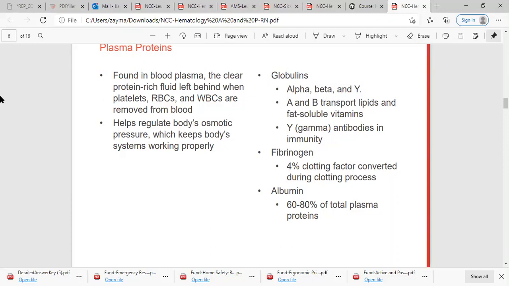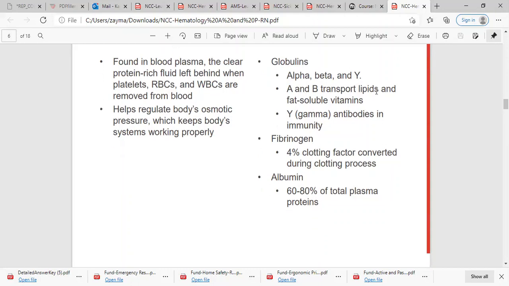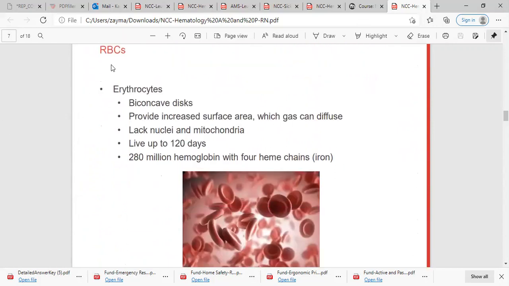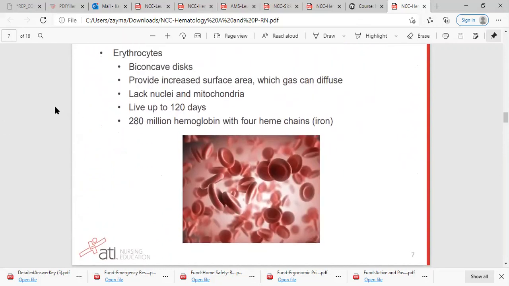Low albumin can occur with liver disease. Low albumin is a sign of malnutrition. Fibrinogen is responsible for clot formation. Fibrinogen breaks down into fibrin, and that adheres together to form blood clots. Globulins are proteins responsible for transporting lipids, and also antibodies.